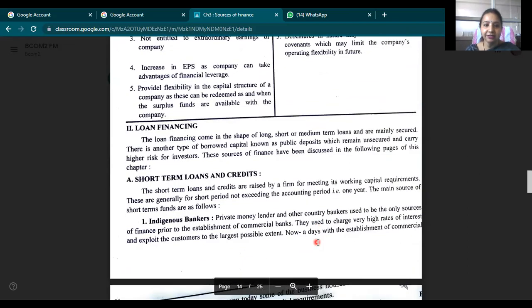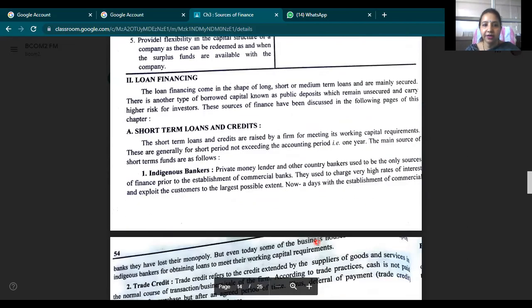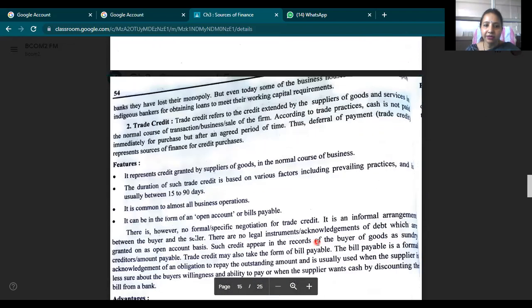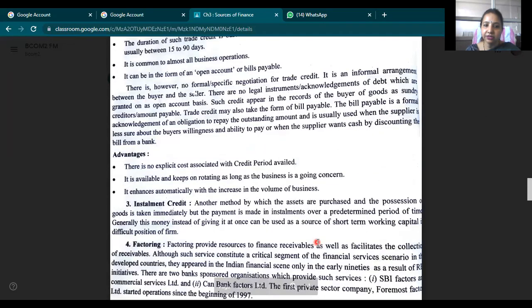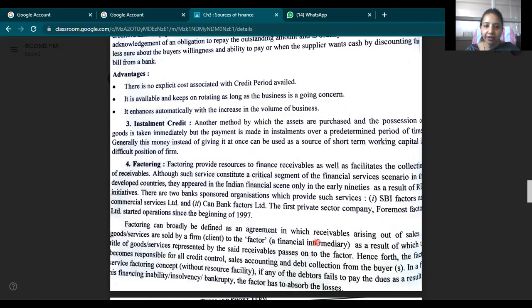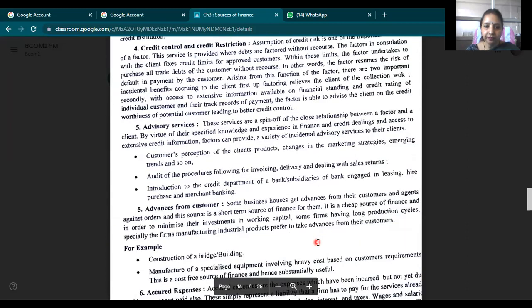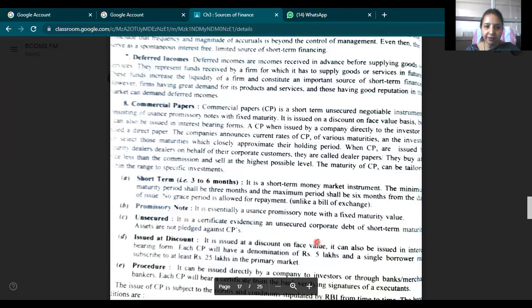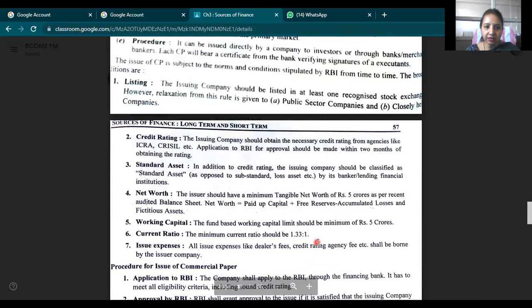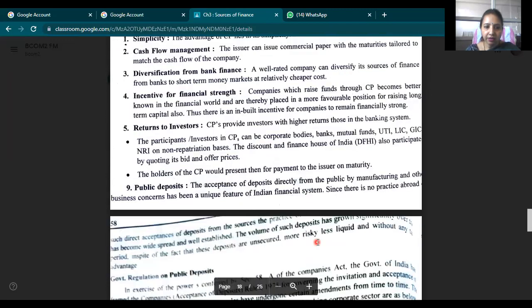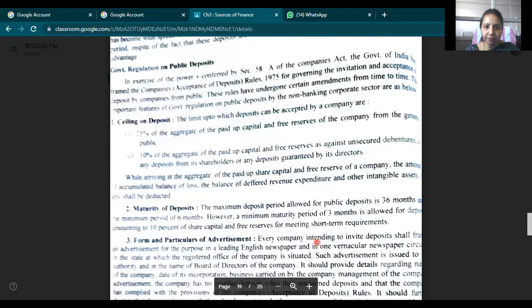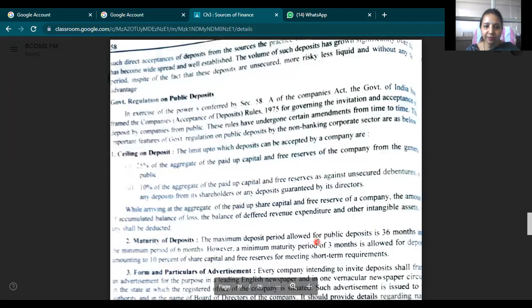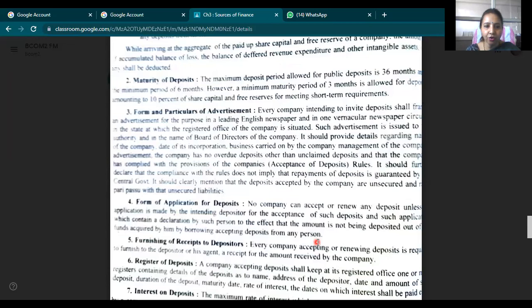Okay, then loan financing is the topic. Then short-term credit, all the bankers, trade credit, internal, external, installment credit, factoring, whole material is given to you. Then expenses, commercial papers, listing, the commercial paper, public deposit. So a very small explanation is expected to be written in your question.